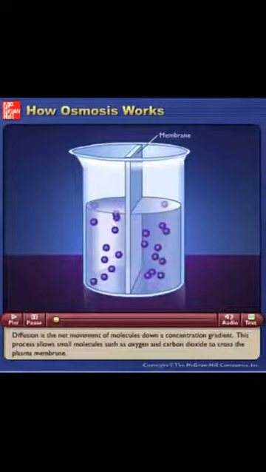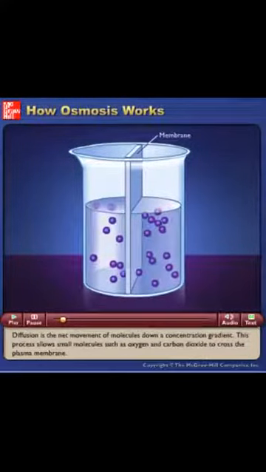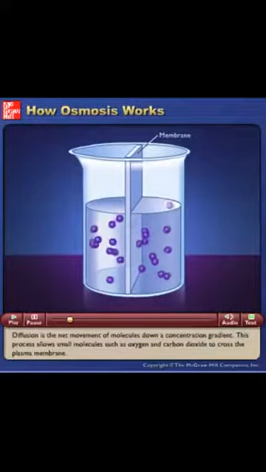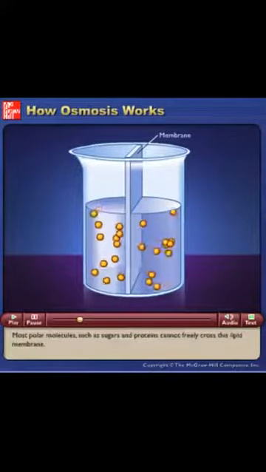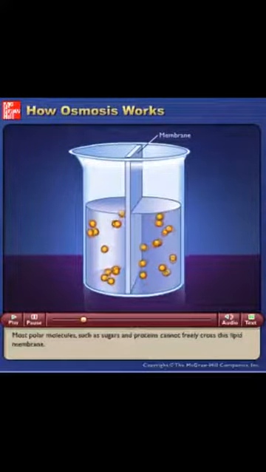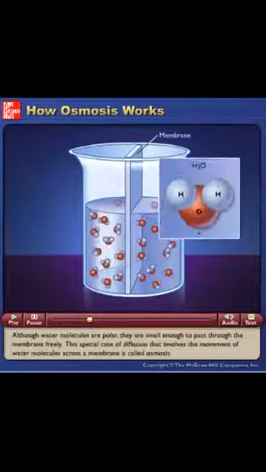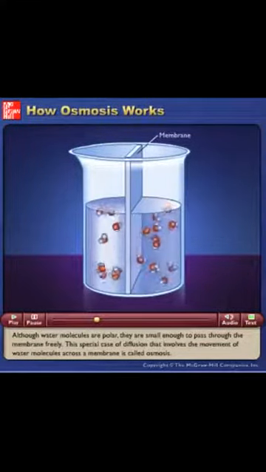Diffusion is the net movement of molecules down a concentration gradient. This process allows small molecules, such as oxygen and carbon dioxide, to cross the plasma membrane. Most polar molecules, such as sugars and proteins, cannot freely cross this lipid membrane. Although water molecules are polar, they are small enough to pass through the membrane freely.